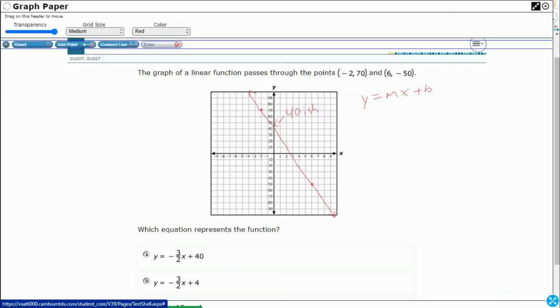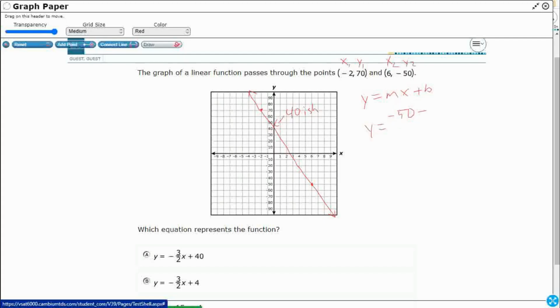So let's just make this our x1 and our y1. And let's make this our x2 and our y2. So it's going to be our y2, -50, minus y1, 70. And then that's going to be our x2, 6, minus our x1, -2. So it looks like -120, that's going to be a positive since there's 2 negatives, 8, so -15.